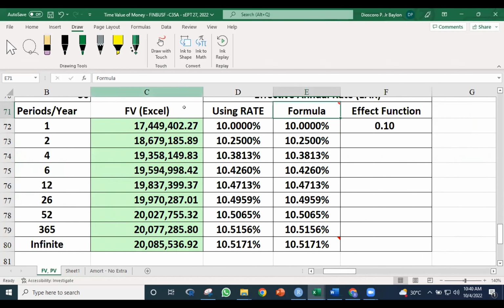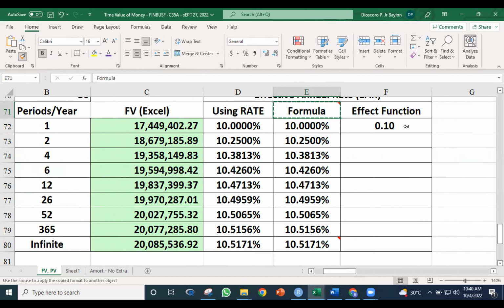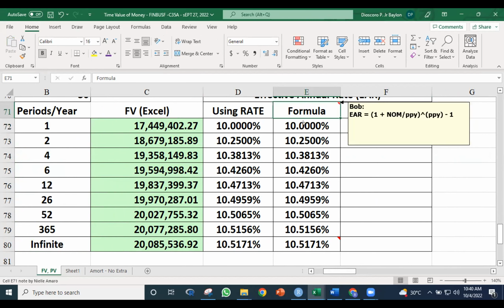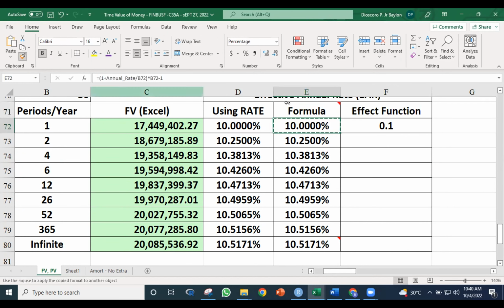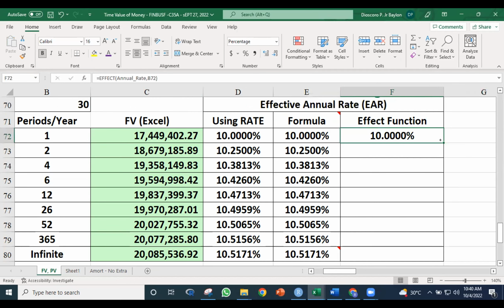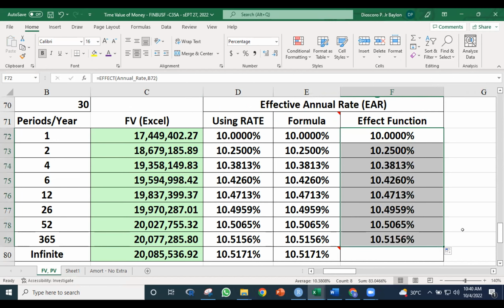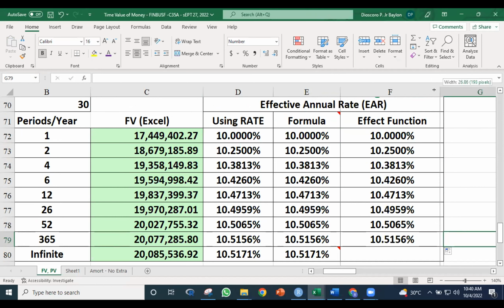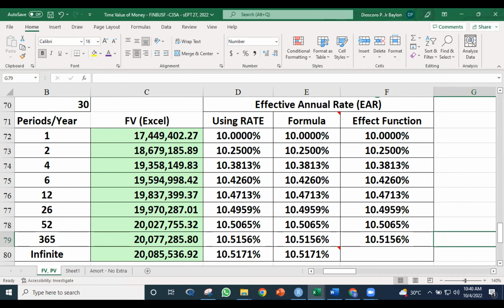Okay, so let's just copy this format here. Okay, so using the effect function, okay, there. We can't use the continuous because the number per year is infinite. Okay, so very easy with the effect function.